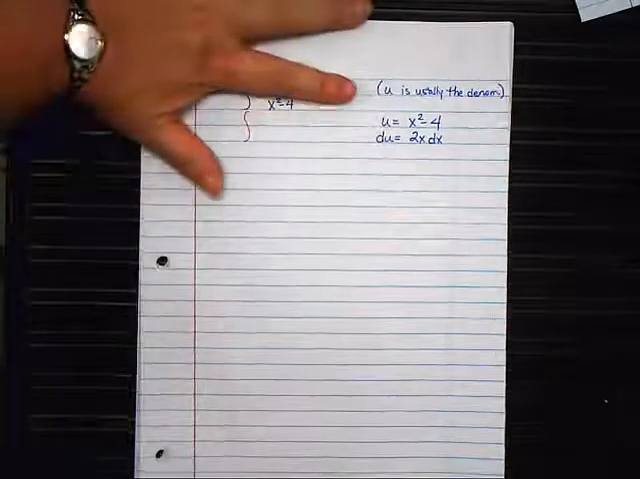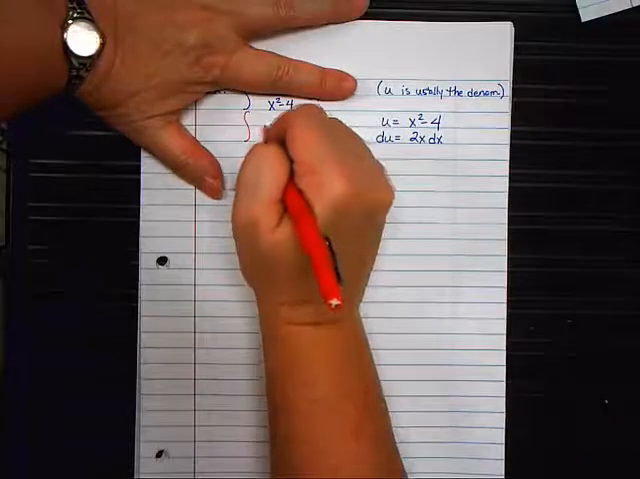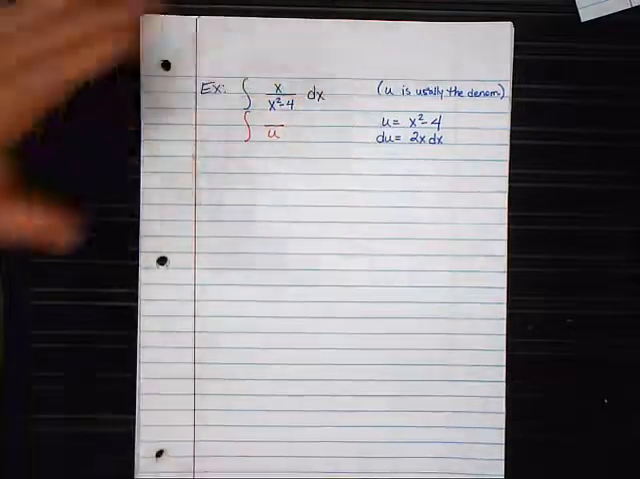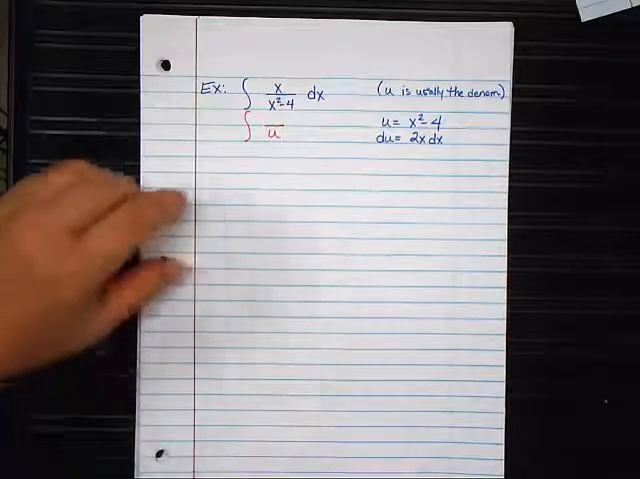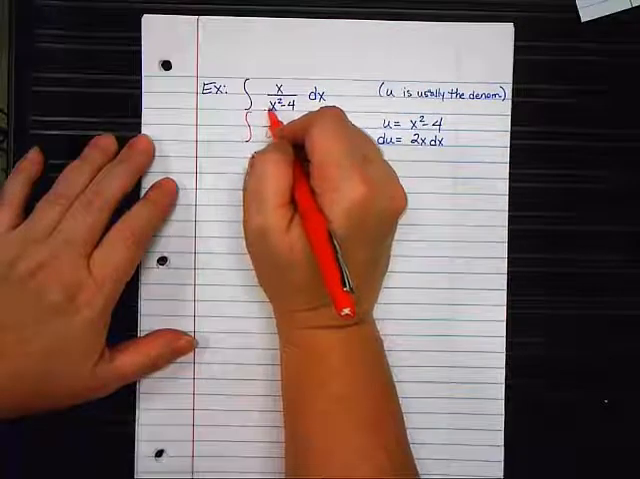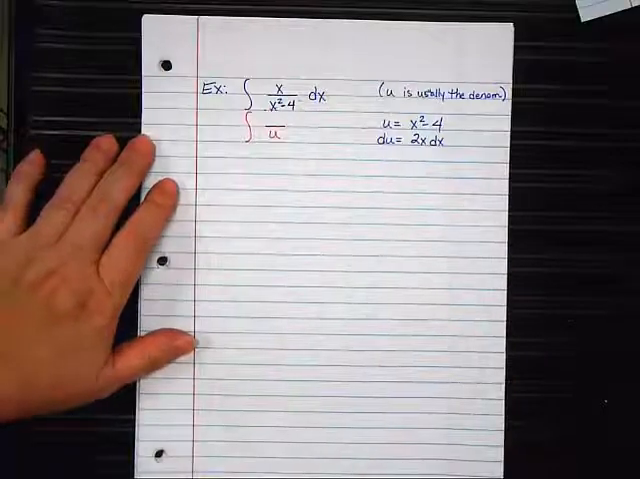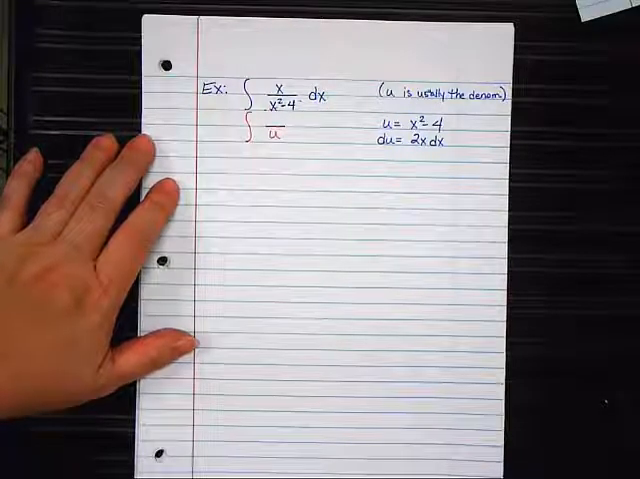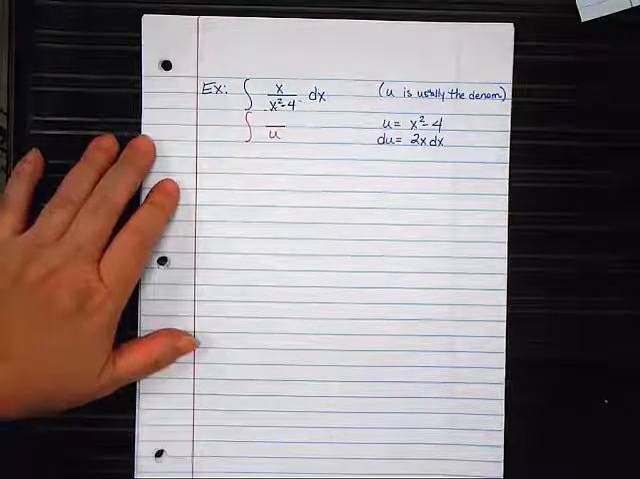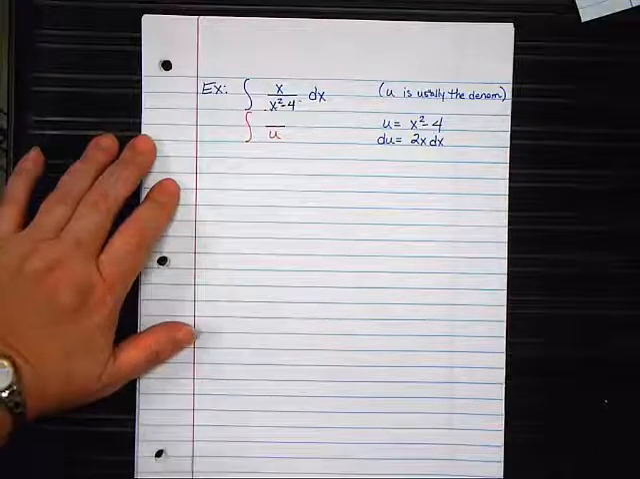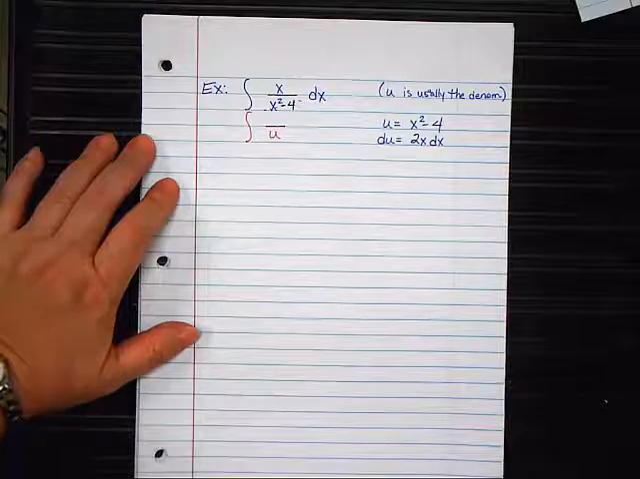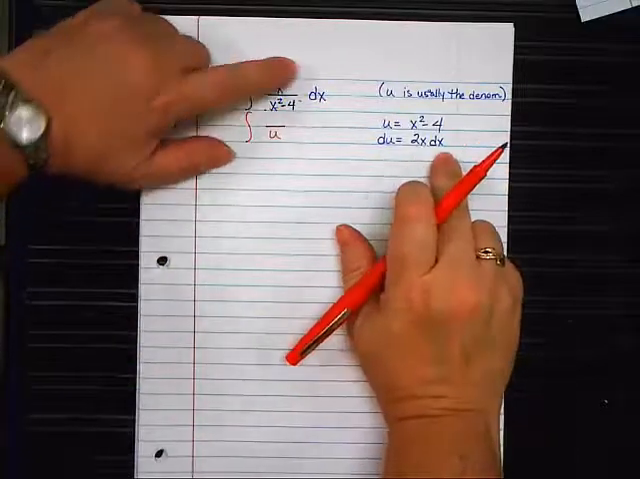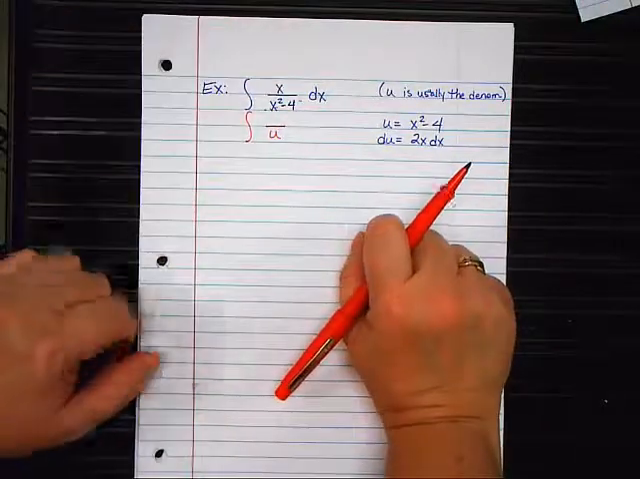Now, u is the denominator, so I'm going to write a fraction bar and put a u on the bottom, because it doesn't have a power on it or anything. Mentally I'm just going to ignore the bottom because I'm done with that. Is everything that's left in the problem a component of du? It may not be all of it, but is it part of du? Yes, I've got an x and I've got a dx.